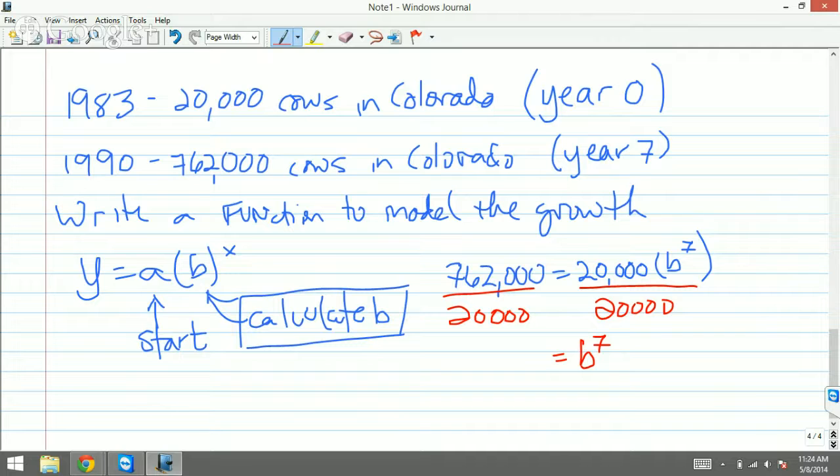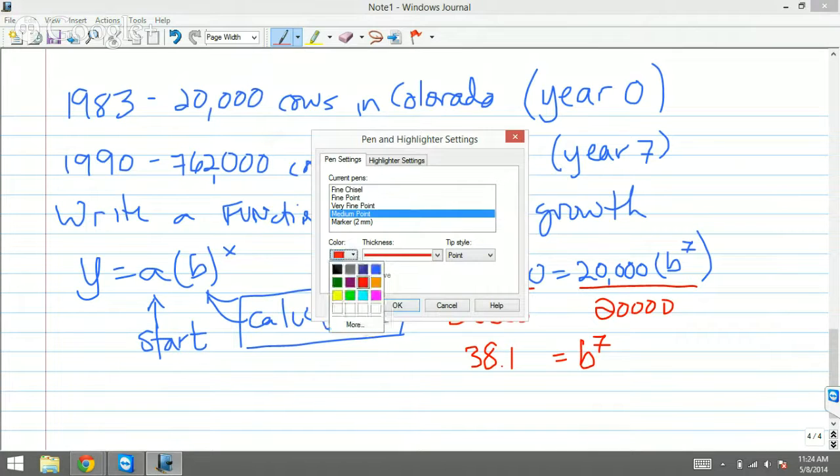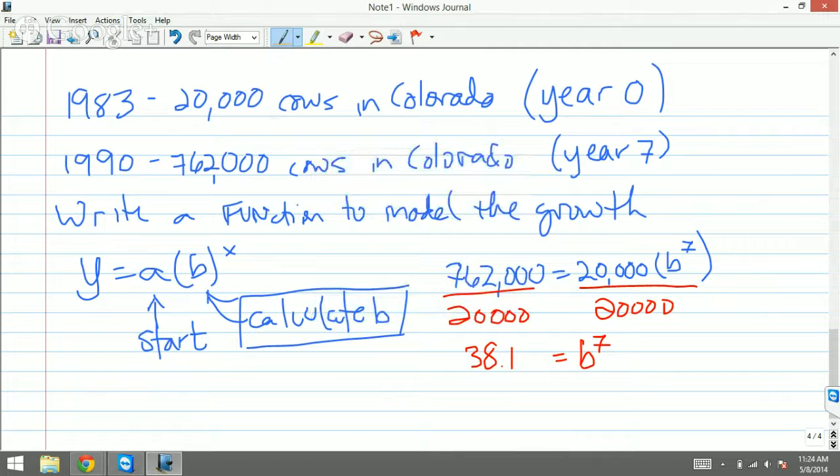What's that divided by that? 38. Nope. That would give you a 14th root. Okay, how do we get rid of a 7th power? The 7th root. The 7th root gets rid of the 7th power. This is that math key on your calculator. You hit 7, go into math, find x root, enter, and then enter your number.